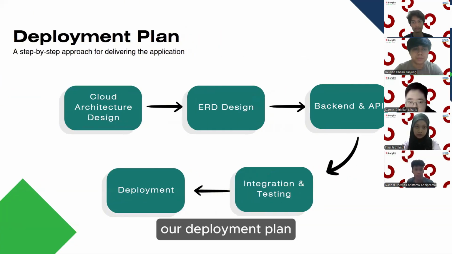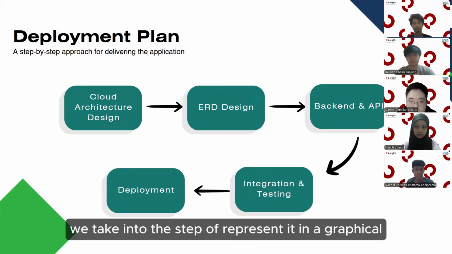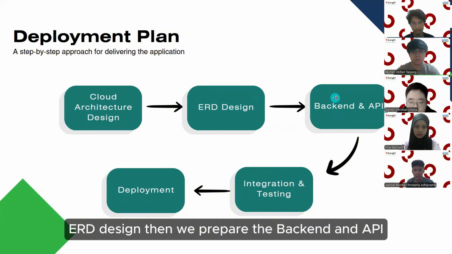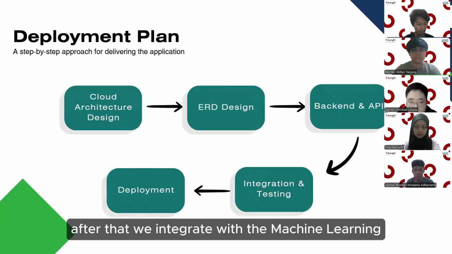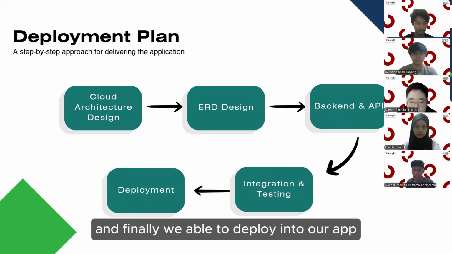Our deployment plan begins with the cloud architecture design. Next, we take the step of representing it in a graphical ERD design. Then we prepare the backend and API. After that, we integrate with the machine learning model and mobile app to test it. And finally, we are able to deploy our app.